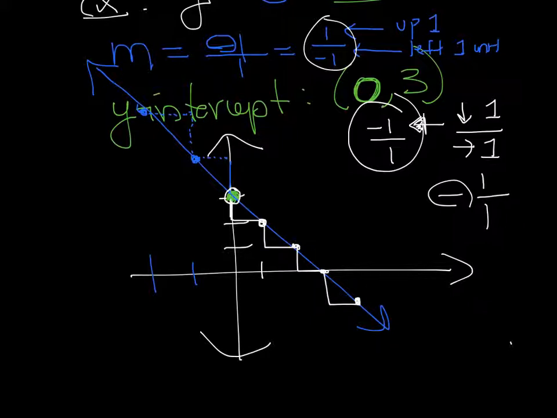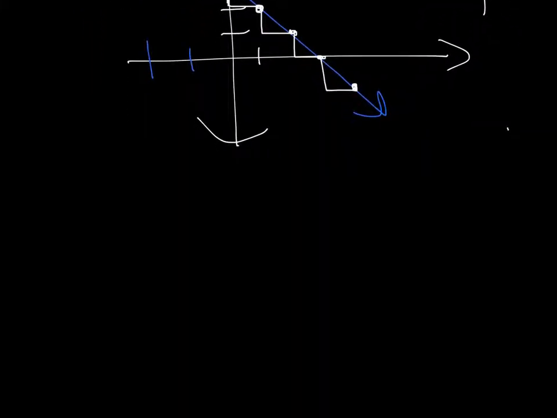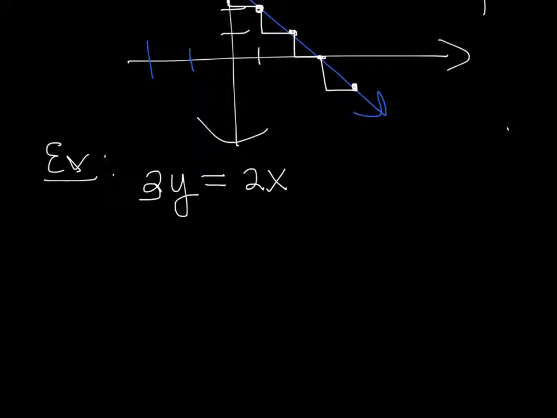Okay, one last example, because this is important. Let's see, I want to pick, let's do 2y equals, no, not 2y, 3y equals 2x plus 6.